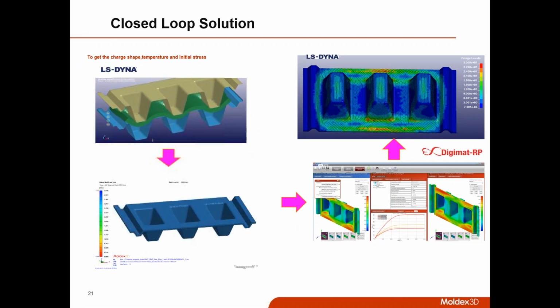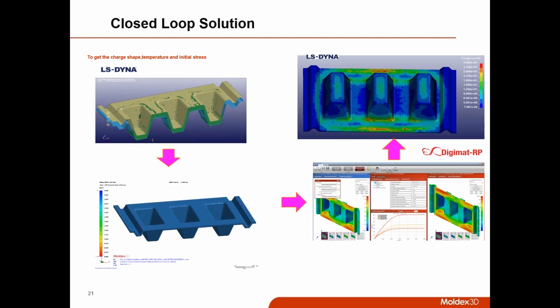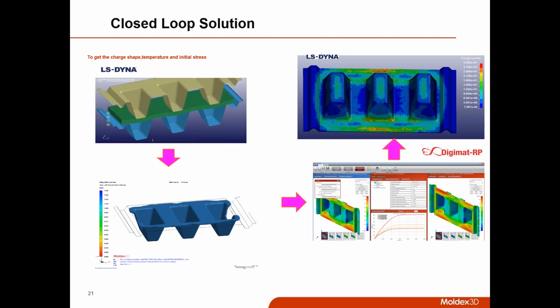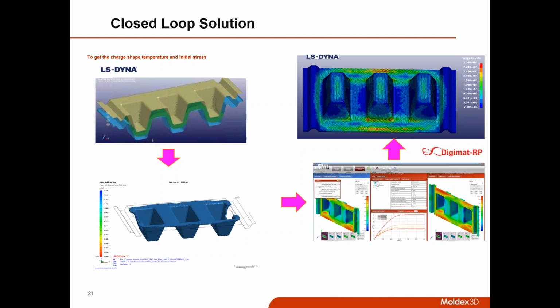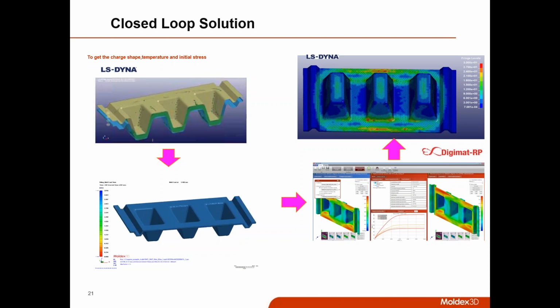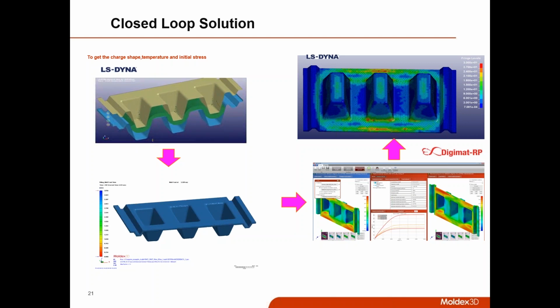So the closed loop system or solution: start off with LS-DYNA to get the drape form and the initial temperature conditions during the draping and initial compression. Bring that preform charge via LS-DYNA and the initial temperatures to Moldex3D to calculate the flow to give you fiber orientation, potential knit lines, potential defects.